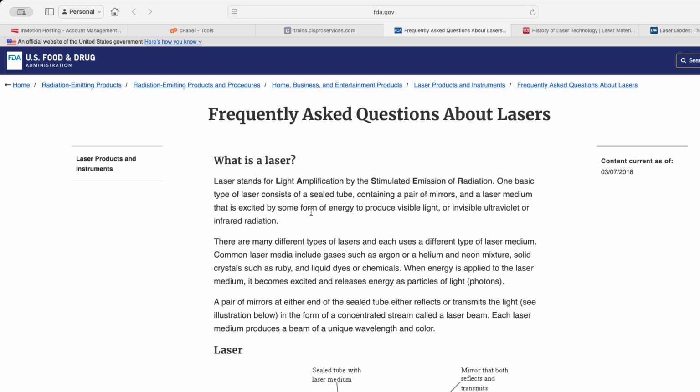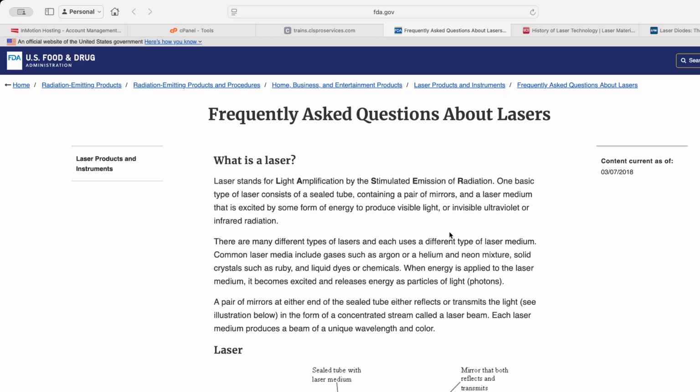As you can see, laser stands for light amplification by stimulated emission of radiation. And the radiation is not dangerous, but we'll talk about that too. What they talk about here, and this is the FDA, the Food and Drug Administration of the U.S., that regulates lasers here in the U.S., since it's used a lot in the medical field and some other fields as well.